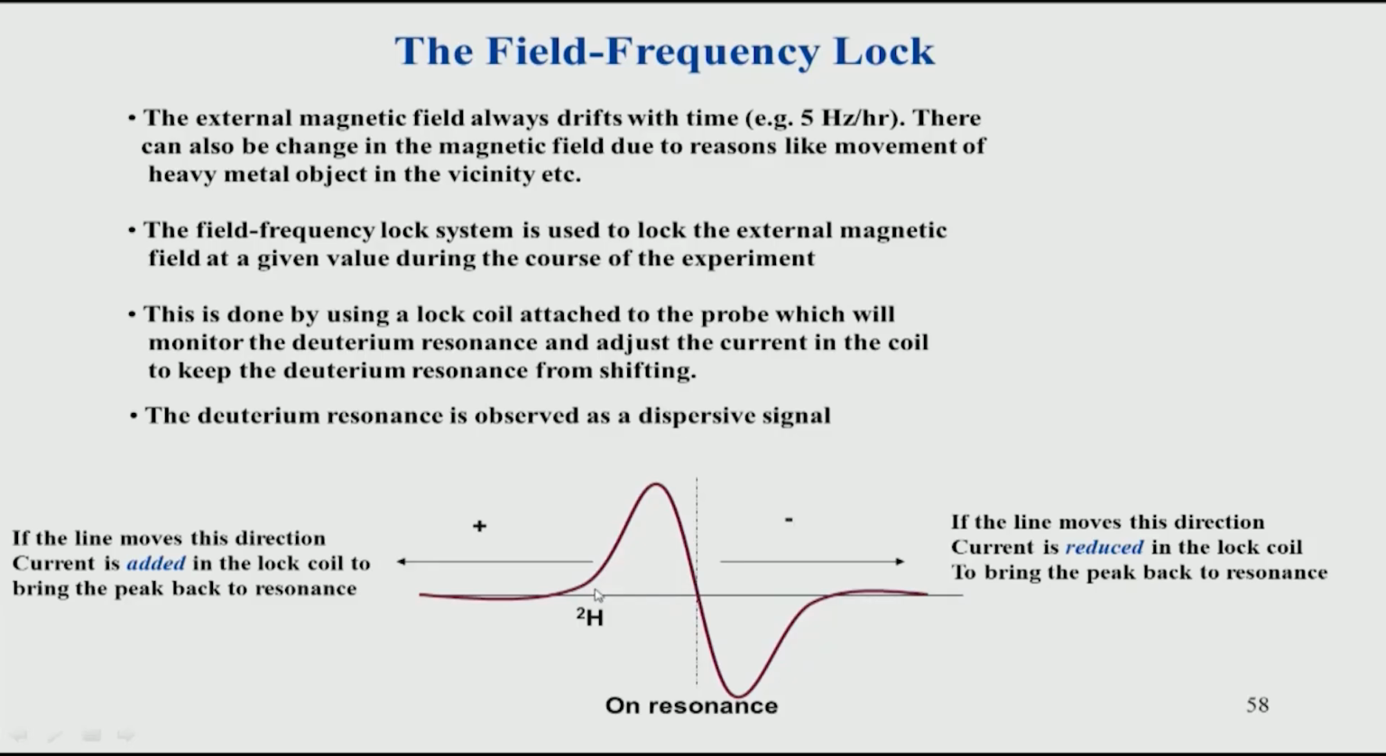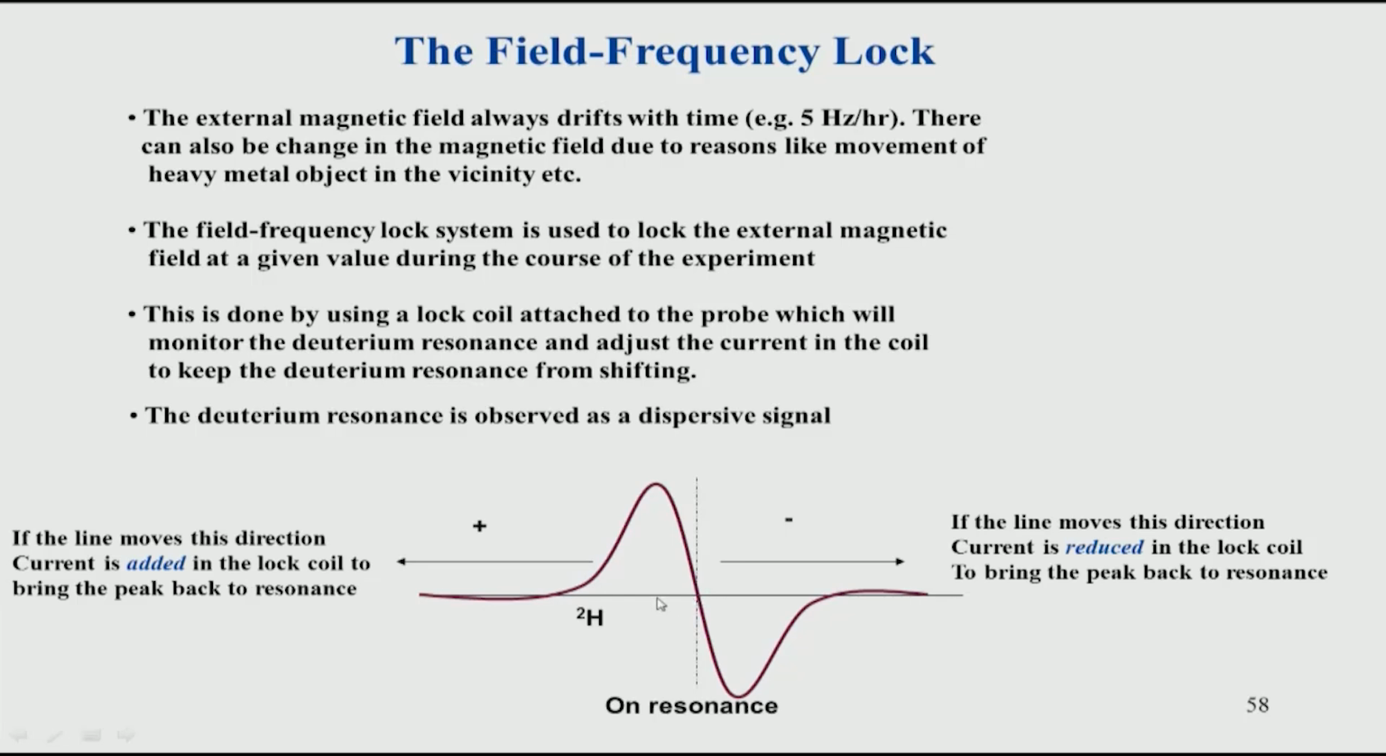If the magnetic field drifts, that means the magnetic field is reduced, then this line will also shift, because, remember, omega is equal to gamma B0. So if B0 changes, omega will also change, and omega is nothing but frequency. So this peak starts moving around if there is a drift in the magnet. What is done is a correction. A current is supplied to a coil, the lock coil, such that this drift is subtracted.